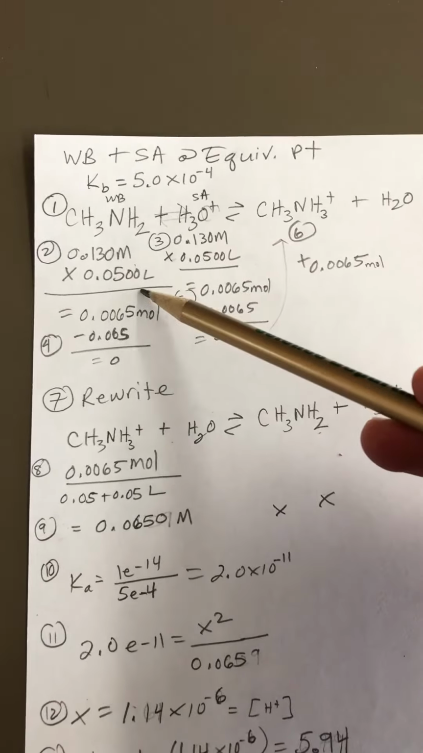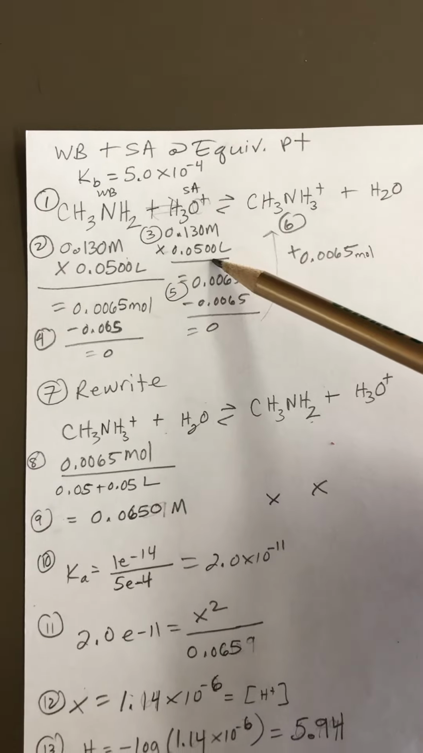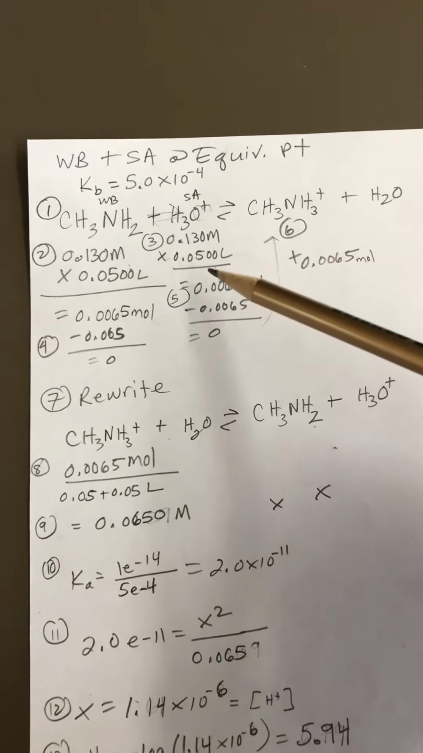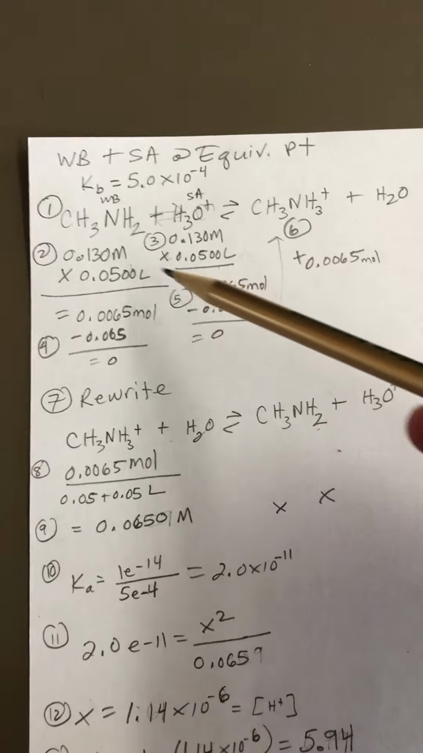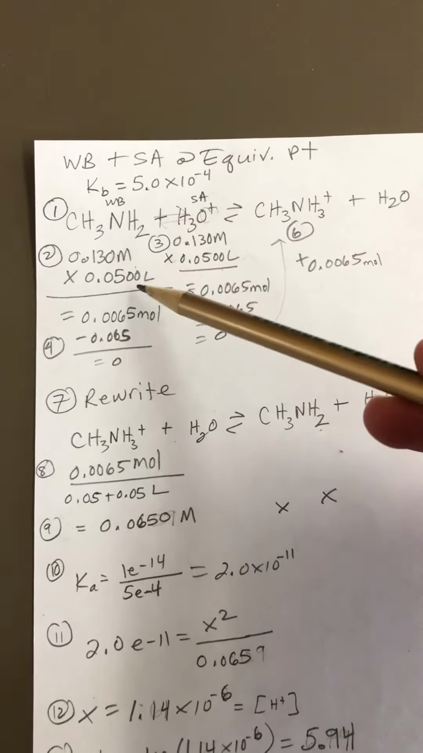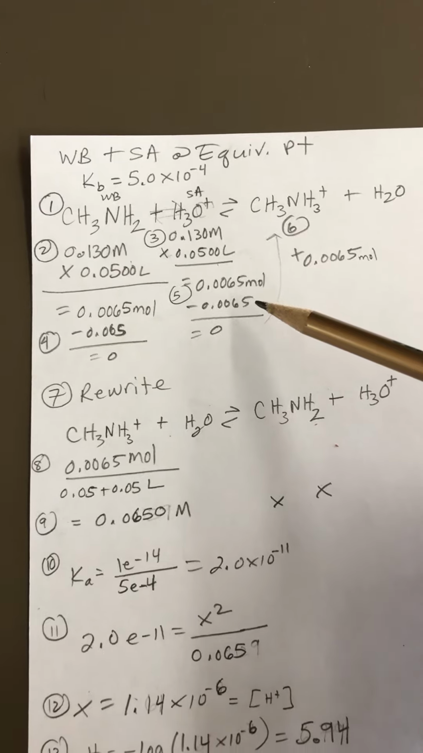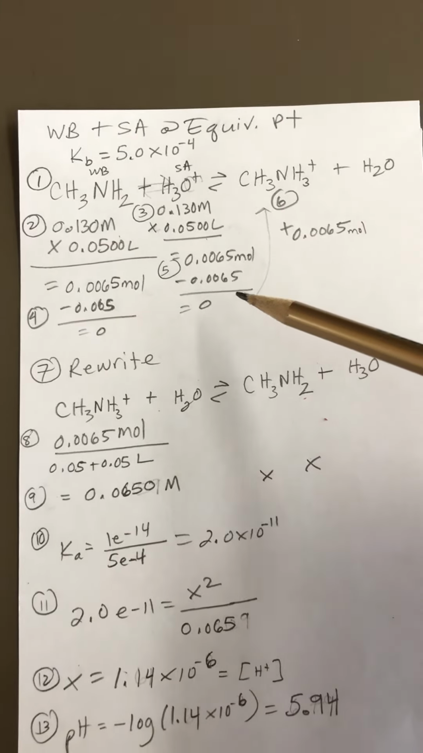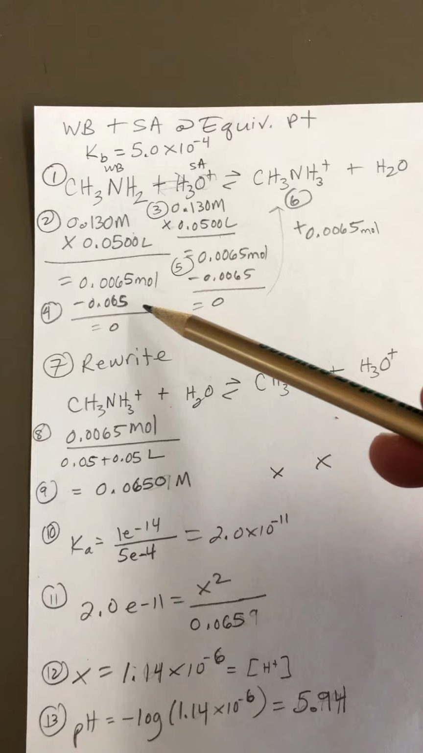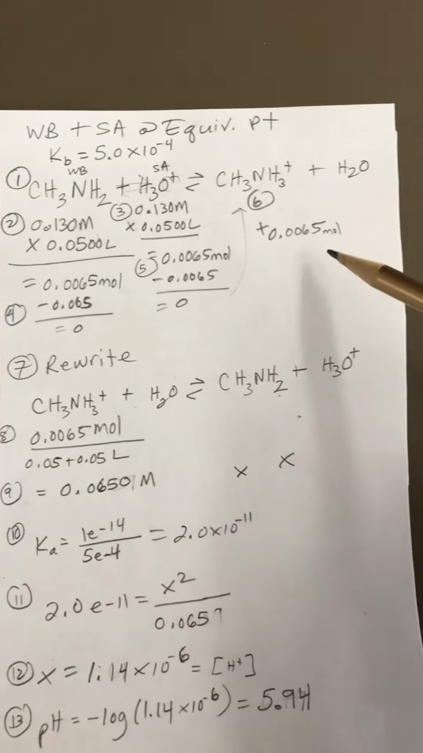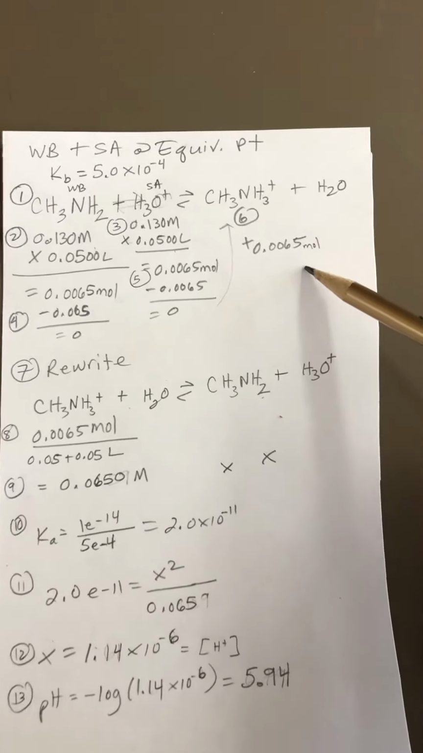volume was 0.05 liters and 0.05 liters. If the molarities are the same, the volume has to be the same. We multiply the molarity times the volume to get the moles for each one, and they are equal because they're at the equivalence point. And then we take that number, since we subtracted it from the left-hand side, we will add it to the right-hand side.